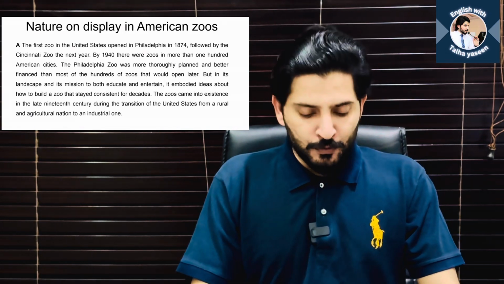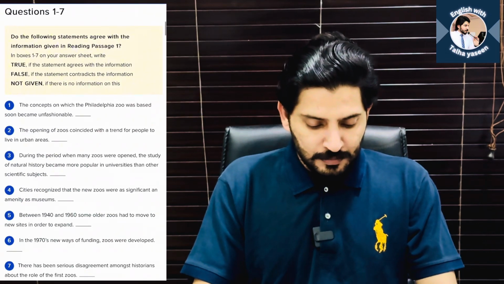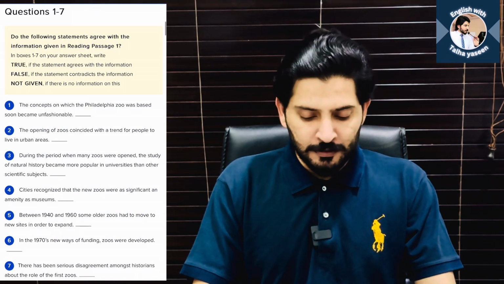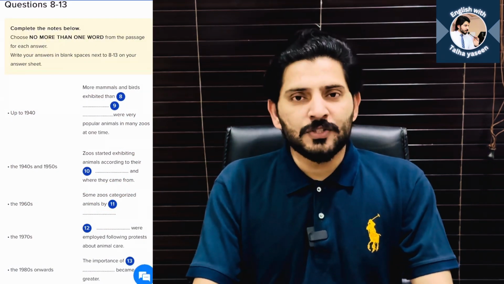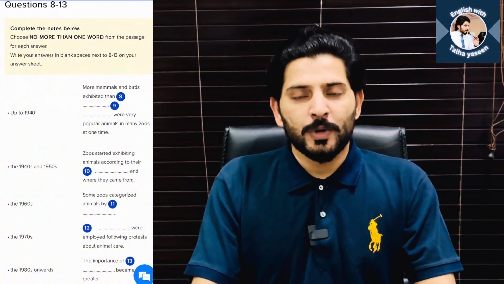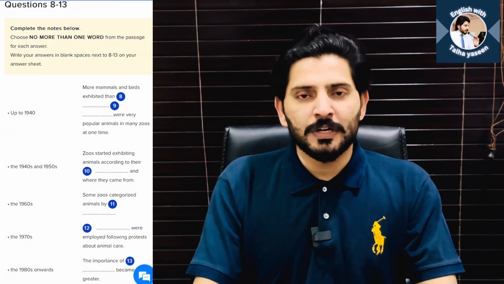We have two types of questions: 1 to 7, True, False, Not Given, and questions 8 to 13, One Word Only. The passage is labeled. When the passage is labeled, it means you will have Type B questions, and Type B questions are not in order. But I have already told you that if the passage is labeled and True, False, Not Given and One Word Only questions are given, these questions will be in order.